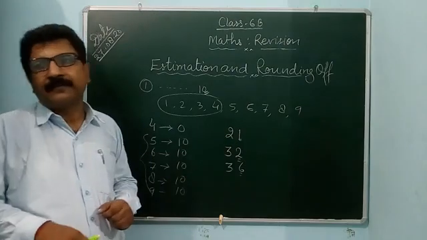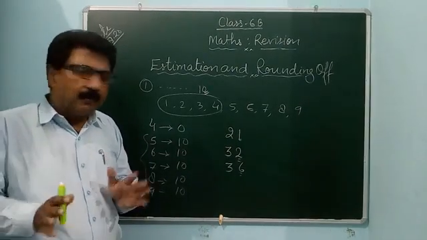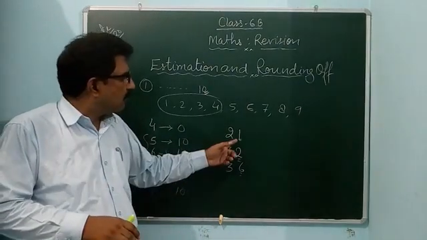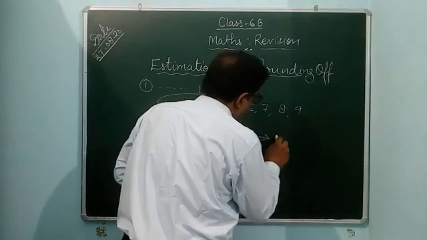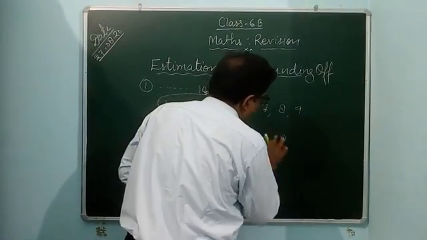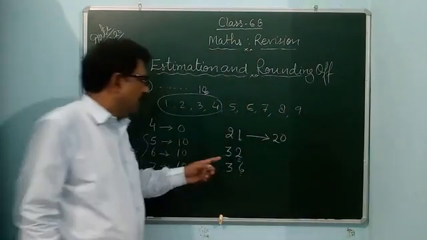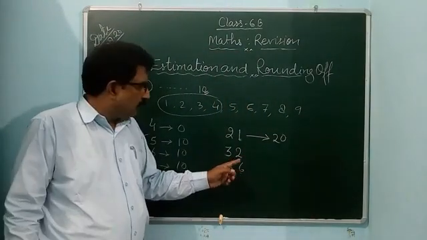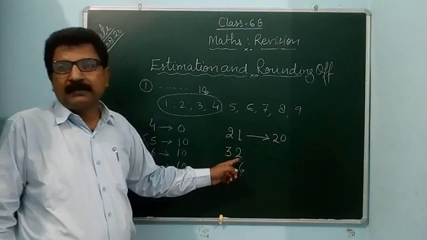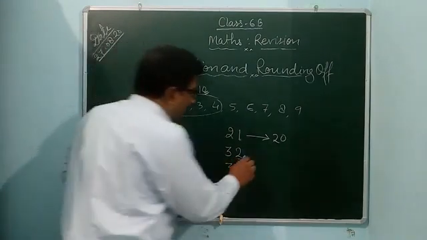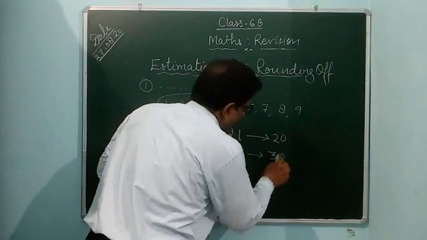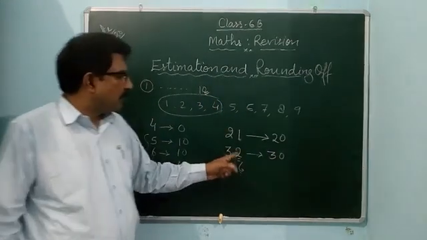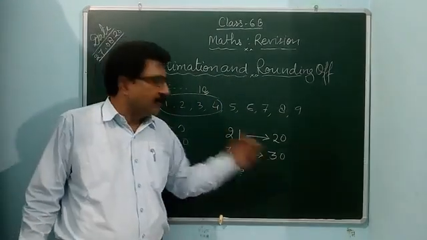1 is less than 5, so you write the number before, which for 21 is 20. So as estimation to tens, it is 20. See here 32. The last digit is 2, which is less than 5, so you write the number before, 30. Estimating 32 as tens, it will be 30.